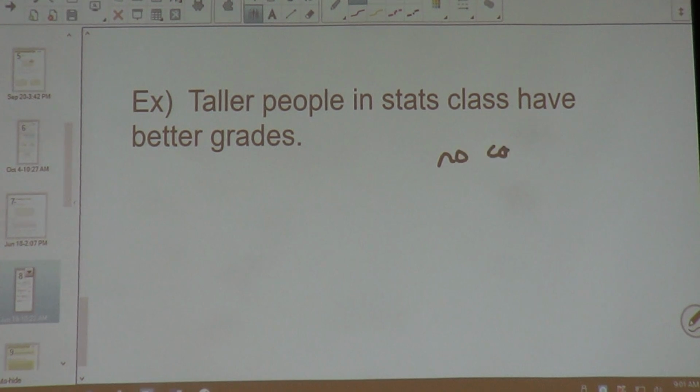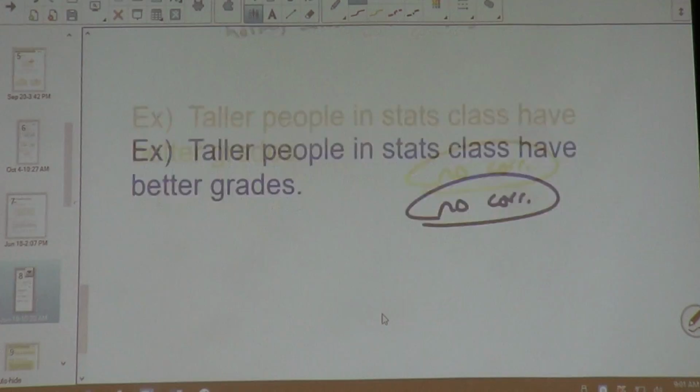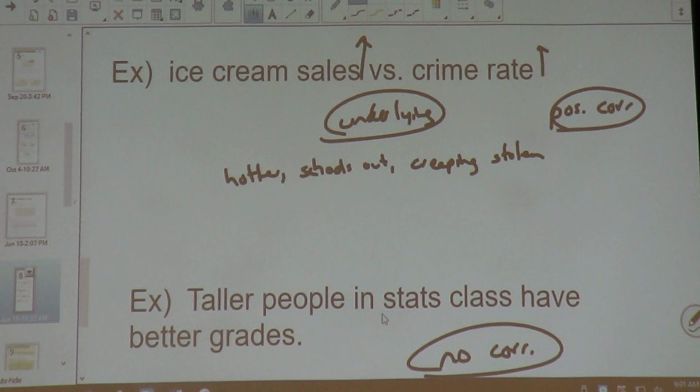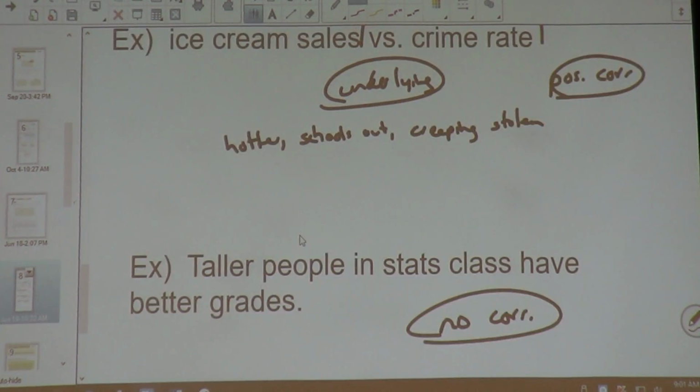There is no correlation in that bad boy. And us short people better be grateful. So what if we would have got like the ice cream crime rate and we just said no correlation because it wouldn't have clicked? Then I would go back and look at it.